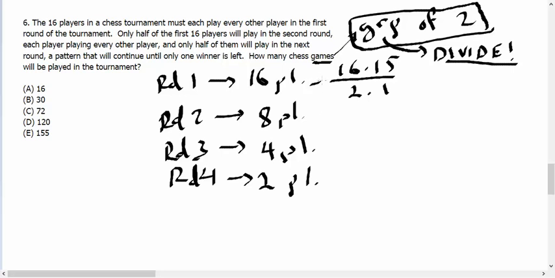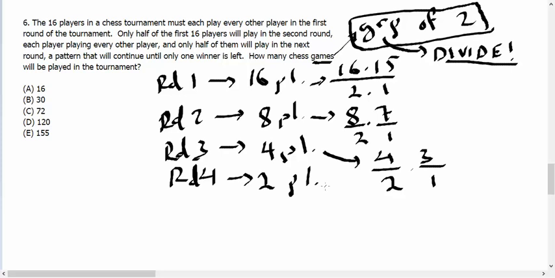Round 2, sorry, I should have followed the slots method. One person and another. We're going to have 8 times 7 divided by 2 times 1. Round 3, one person and another person. We're going to have 4 times 3 divided by 2 times 1. And then round 4, we're going to have, once again, 2 players: 2 times 1 divided by 2 times 1. All right, so that will tell me exactly how many games are in each round.